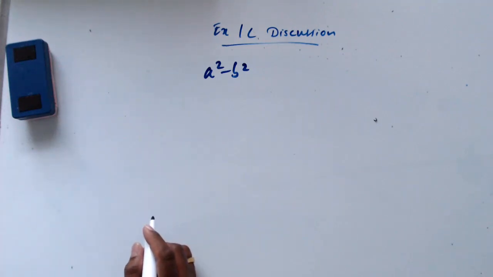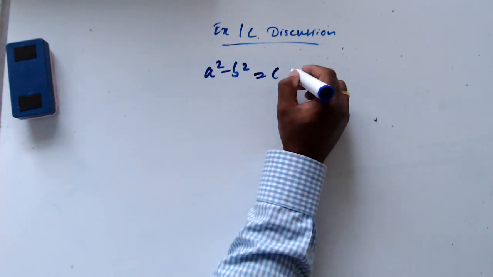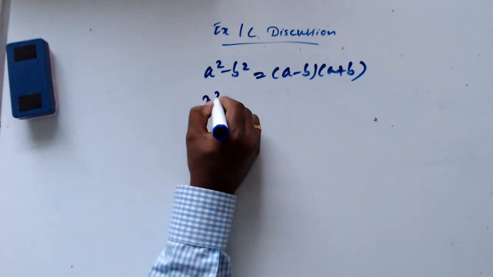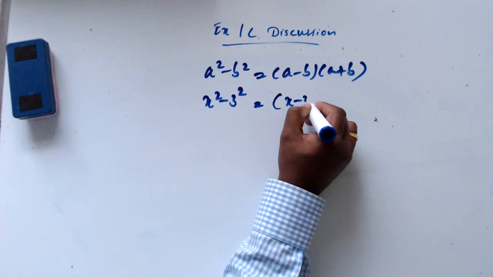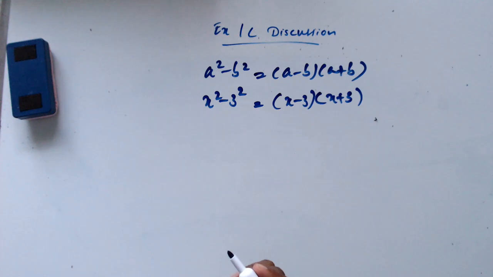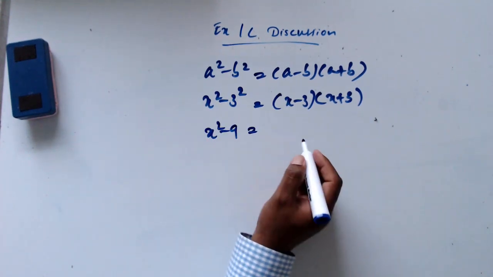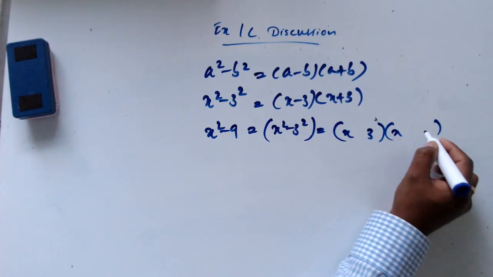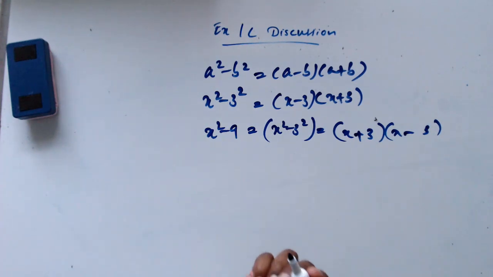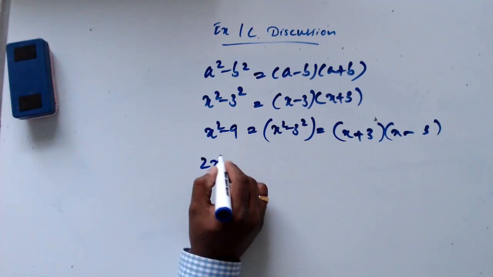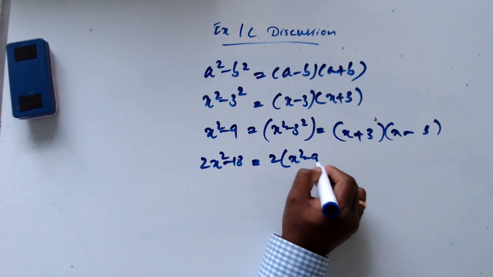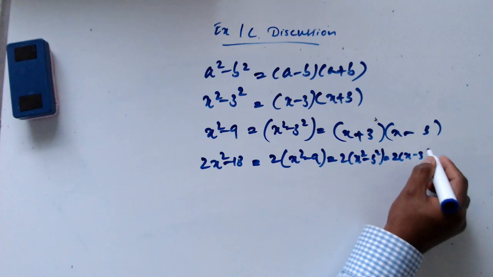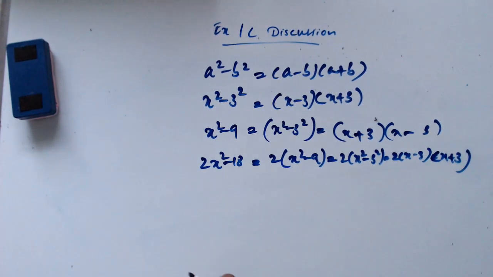How do you factorize difference of two squares? We know that a square minus b square, by GCSE, we can write as a minus b, a plus b form. For example, if we have x square minus 3 square, then we can write x minus 3 and x plus 3. And what will happen if we have x square minus 9? Then you have to write x square minus 3 square form. Then one is plus, another one is minus. How do you do this kind of one? You have 2x square minus 18. Then take 2 out, you can see x square minus 9. And then 2 times x square minus 3 square. Then 2 times x minus 3, x plus 3. So you can do it that way.